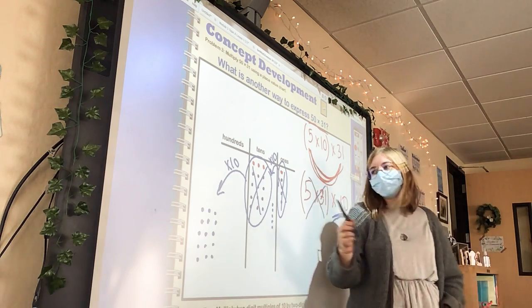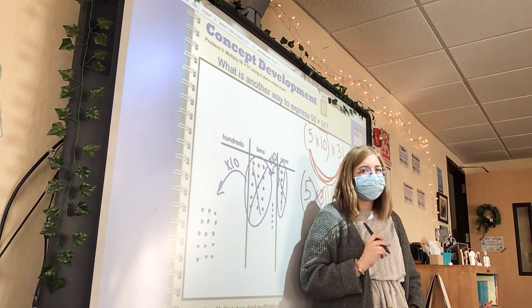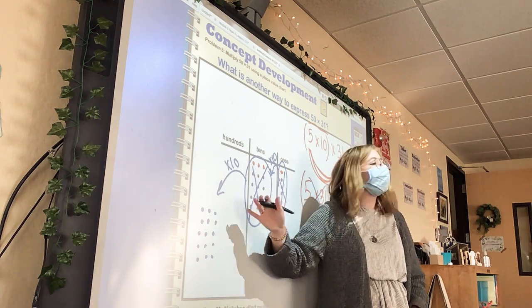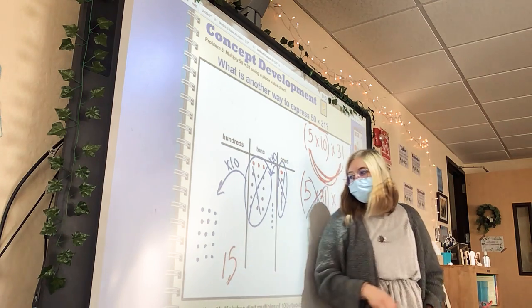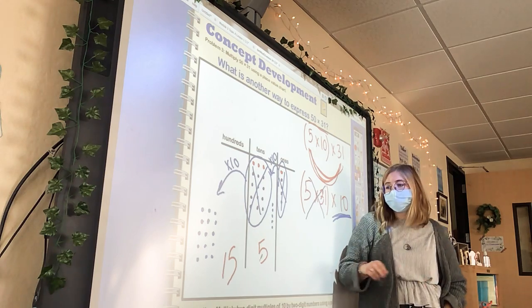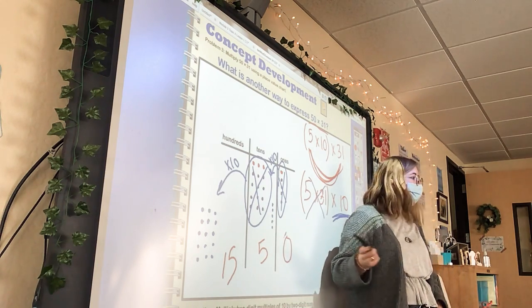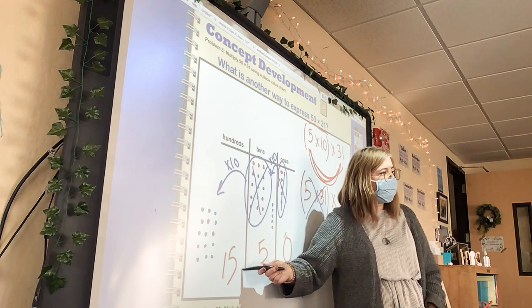So now that has left me with how many in the hundreds place? 15. How many tens do I have? 5. And how many ones do I have? 0. Again, can I have 2 digits in a place value? No.